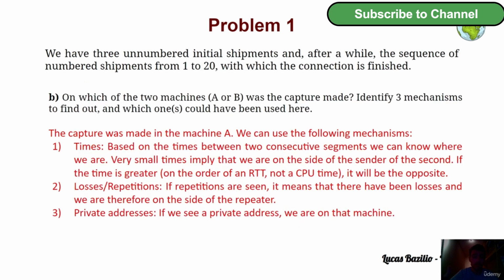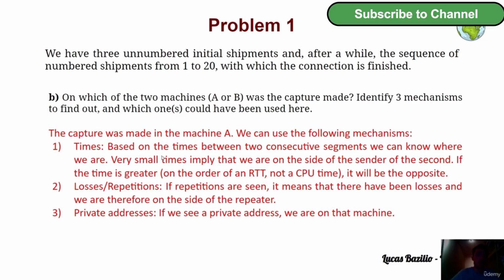Now we are going to explain and justify why. First of all, in a general way, we can use the following 3 different mechanisms, as the problem statement specifies, to identify on which machine we are making the capture. And here we are seeing the trace. The first mechanism is analyzing the times of each sequence number, basically the time that it takes for each of the segments to arrive.